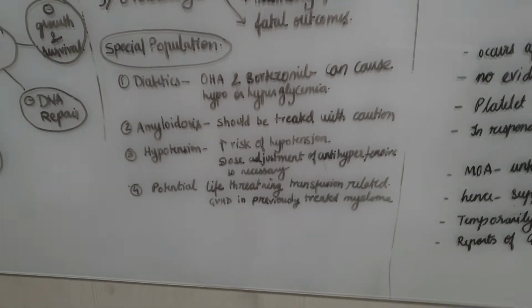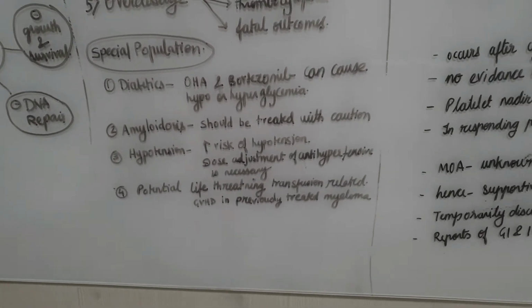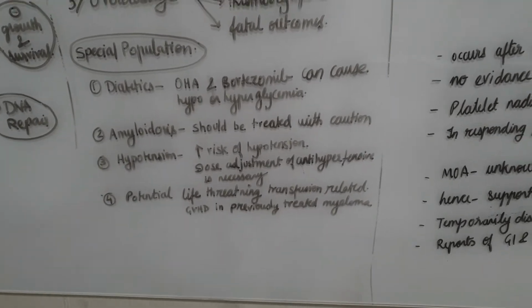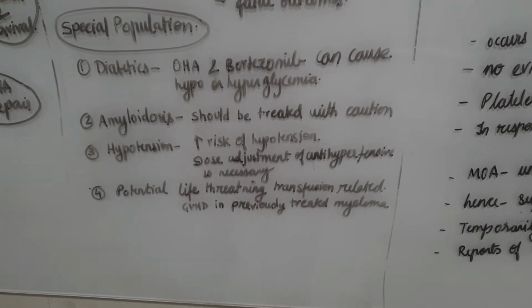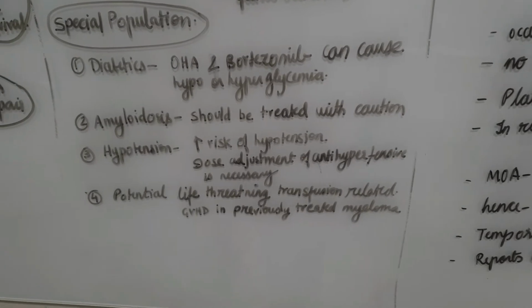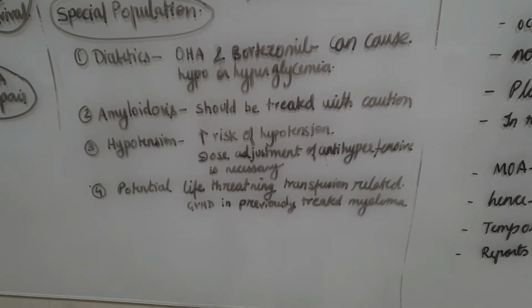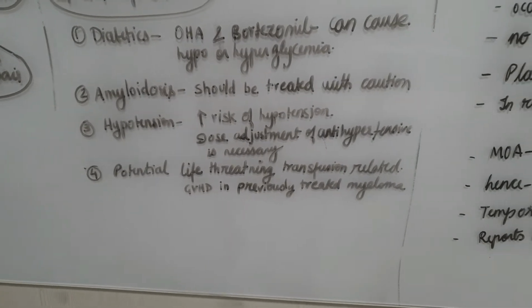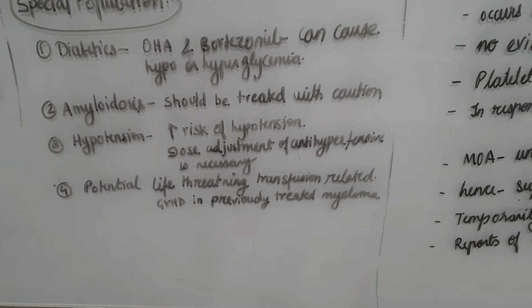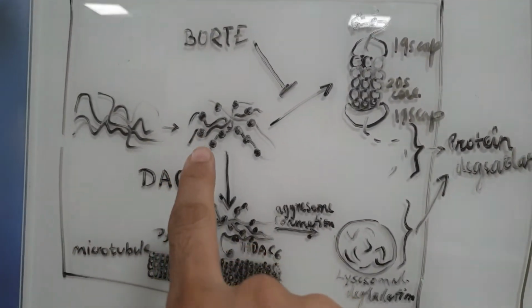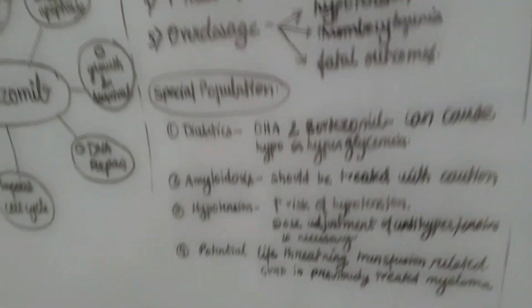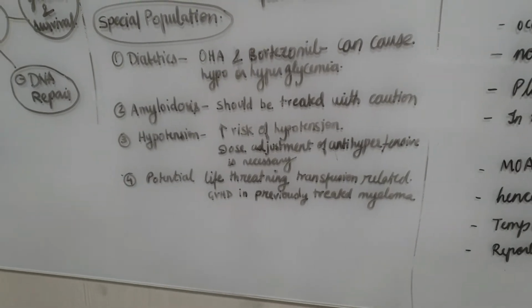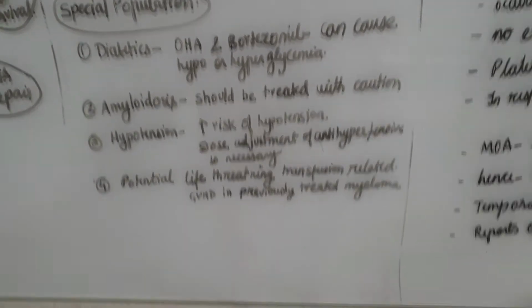In special populations like diabetics who are receiving oral hypoglycemic agents, bortezomib can cause hypo or hyperglycemia, so their blood sugar should be carefully monitored. In patients who have amyloidosis, this drug should be used with caution because there is accumulation of abnormal proteins. What exactly this will do in amyloidosis is not known. Hence, it should be used cautiously.